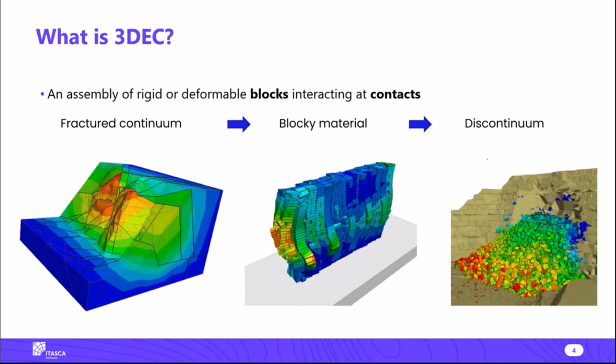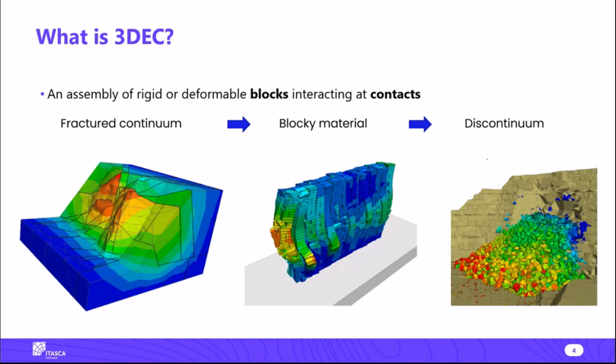Okay, so if you're brand new to 3DEC, what it is, is a way to model assemblies of blocks, essentially. What makes it unique is you have these blocks that can interact at contacts. They can move past each other. They can separate. They can form new contacts. At the same time, the blocks themselves can be deformable, and the blocks themselves can actually fail like a small continuum model. So the range of applications that you can do with 3DEC is quite broad.